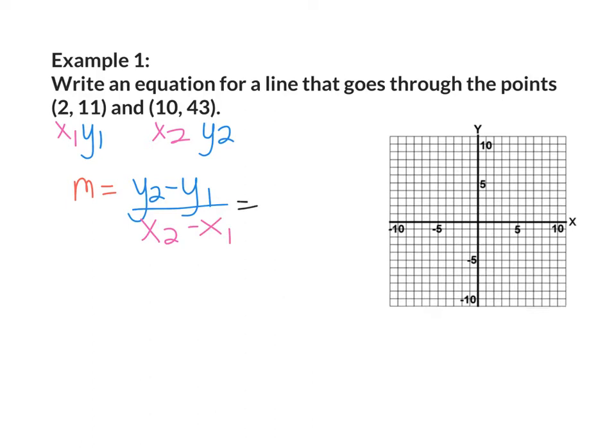So y sub 2 equals 43 minus y sub 1, which is 11, all over x sub 2, which is 10, minus x sub 1, which is 2. So 43 minus 11 will give me 32, and 10 minus 2 will give me 8. So 32 divided by 8 will give me a slope of 4.